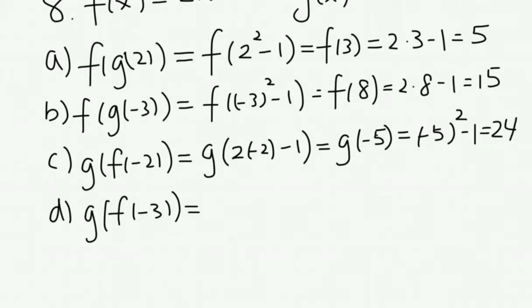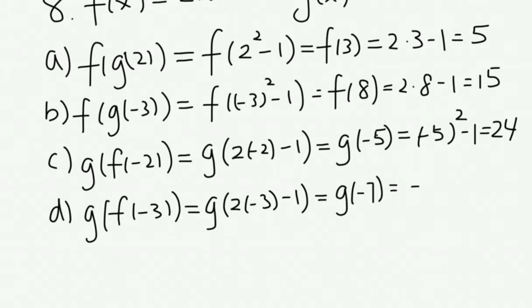Letter D, g of f of negative 3. Again, f is inside, so you will have to evaluate the f function first. F of negative 3, 2 times negative 3 minus 1. So that gives us negative 7. G of negative 7 means negative 7 raised to the second power minus 1. And that is 48.